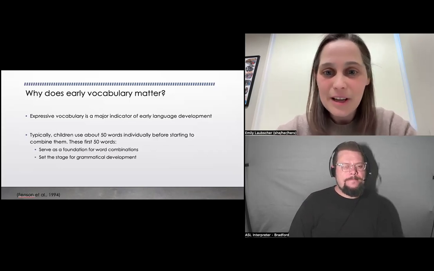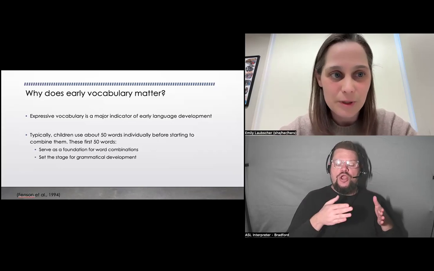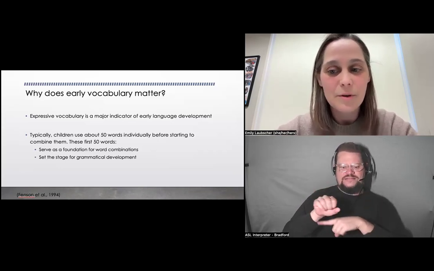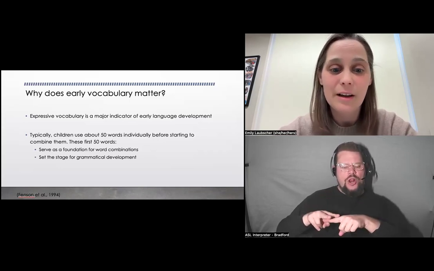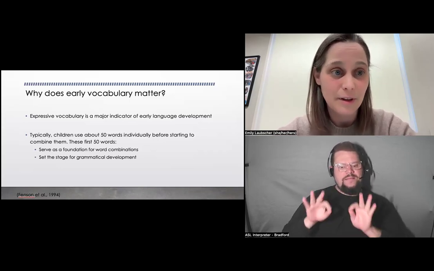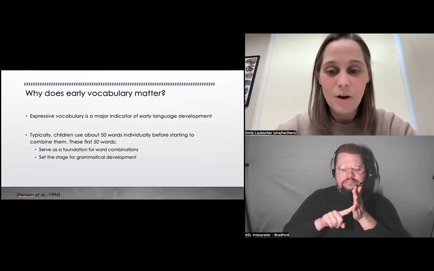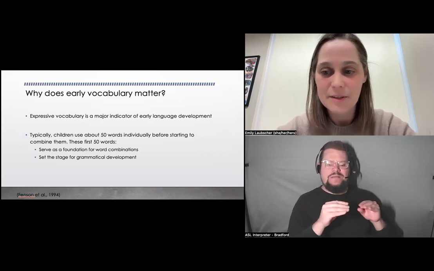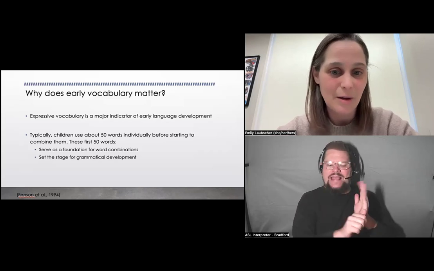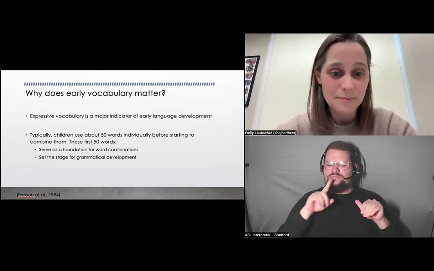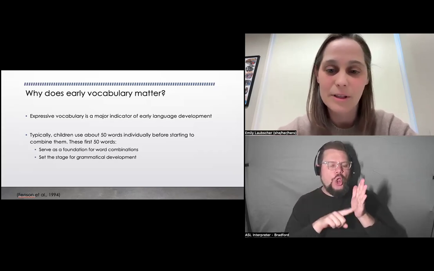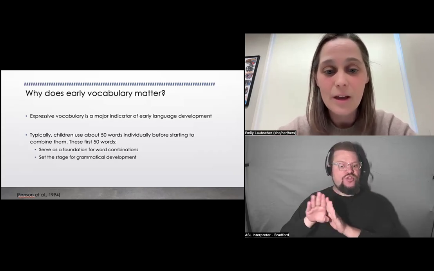For beginning communicators, early vocabulary really matters. At this stage of language development, vocabulary is one of the main areas that we look at to see how language development is going. We can't assess more advanced morphosyntactic skills at this stage because kids aren't demonstrating them yet. They're using single words. So we look at what those words are and how that vocabulary development is going.